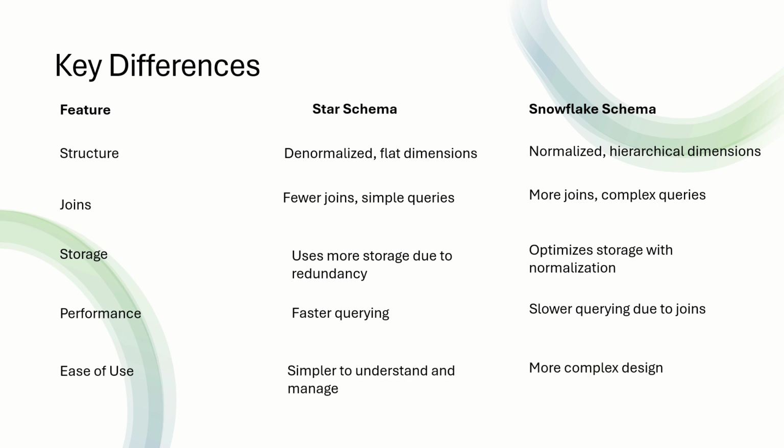And next is ease of use. Star schema is very simple to understand and manage because it has only a single fact and its dimensions. The relationship between fact and dimension is one to many, so there are no internal relationships or joins. So it's very simple to understand, just a fact table left join a dimension table. And snowflake schema has a more complex design because in the process of normalizing the data, you need to split one table into multiple tables, right? So the design will be a bit complex.